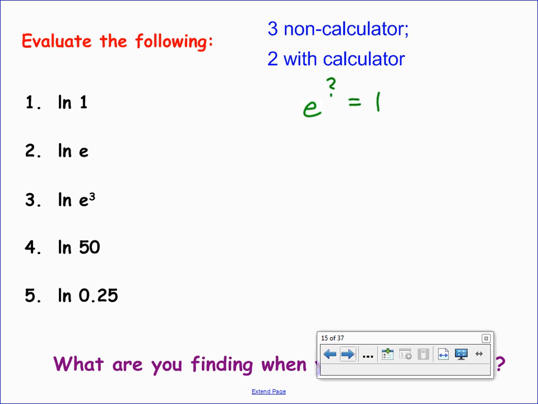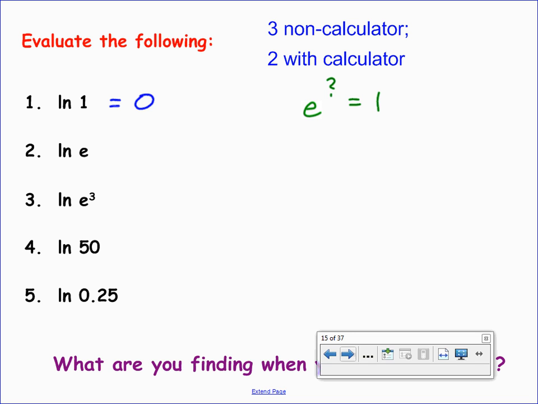Right? E to the what equals 1? 10 to the what equals 1? 10 to the 0. Absolutely, right? 2 to the what equals 1? 0. And so any non-zero base raised to the 0 power equals 1. Absolutely. Good. Thank you. So ln of 1 equals 0.